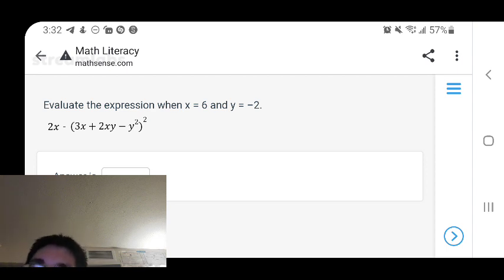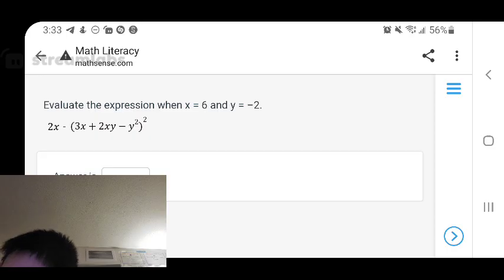Evaluate the expression when x is 6. Write that down. Y equals negative 2. So you do 2 times 6 minus 3 times 6. I can do it in my head, but I just write everything down. 2 times 6, negative 2 minus y squared is negative 2.